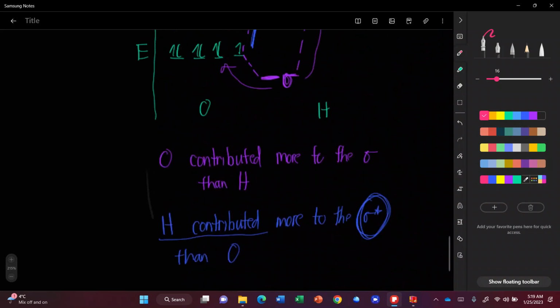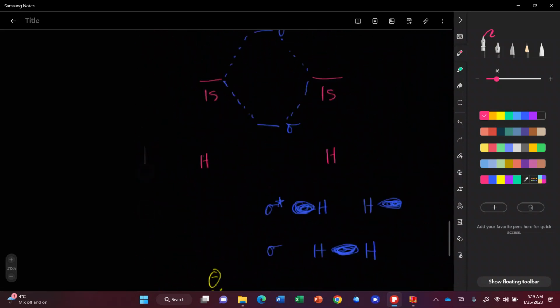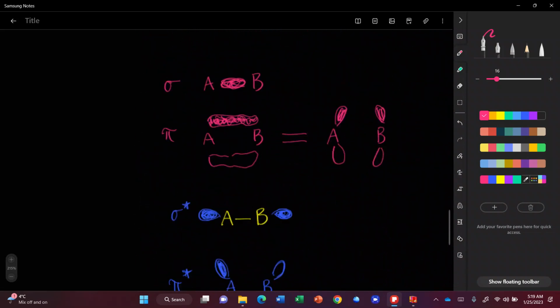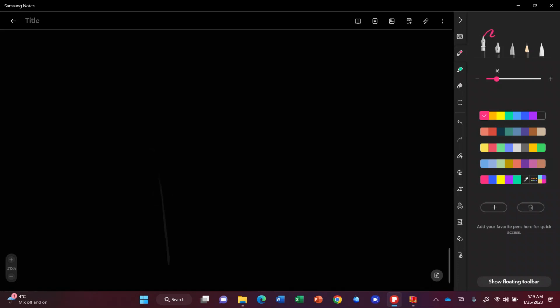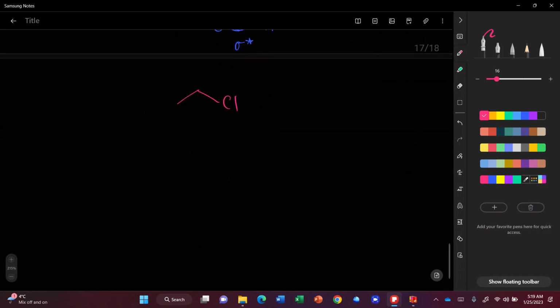Now, if the last 10 minutes of me, however long I've been going on about molecular orbitals, if that confused you, please don't let it. You're certainly not going to be expected to draw molecular orbital diagrams for every single organic molecule you see. And in fact, I don't want you to. I don't think that that necessarily helps you.